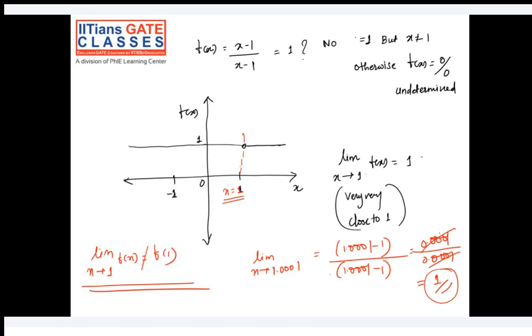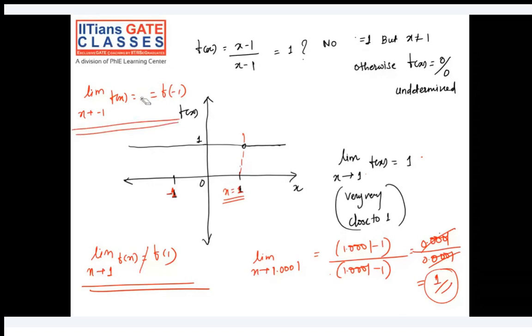But if I take any other point, for example, minus 1, limit x tends to minus 1, f of x is what? It is 1 you will get. And that is equal to f of minus 1. F of minus 1 is also 1 because minus 2 divided by minus 2 is 1. So at point minus 1, I can say limit x tends to minus 1 f of x equal to f of minus 1. But at point x equal to 1, I cannot say this. Do you agree? Are you following the difference in this?